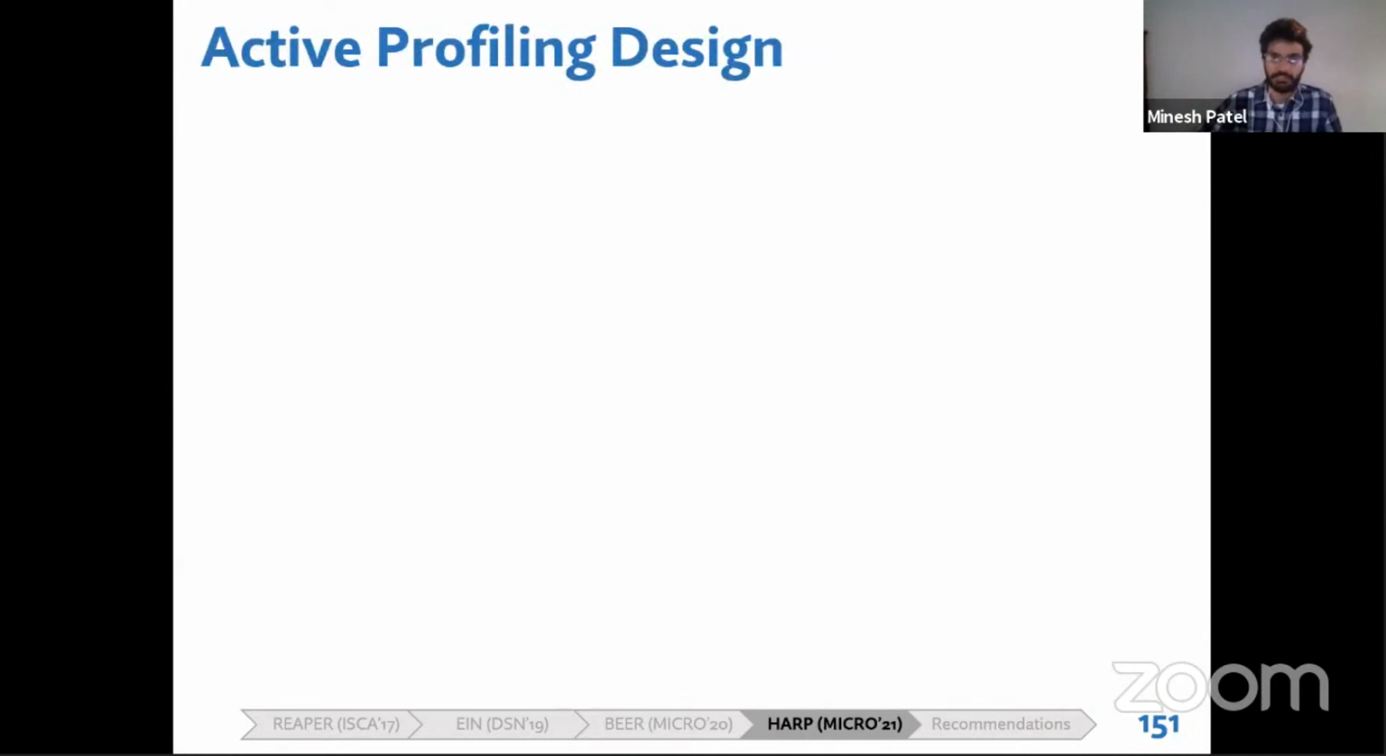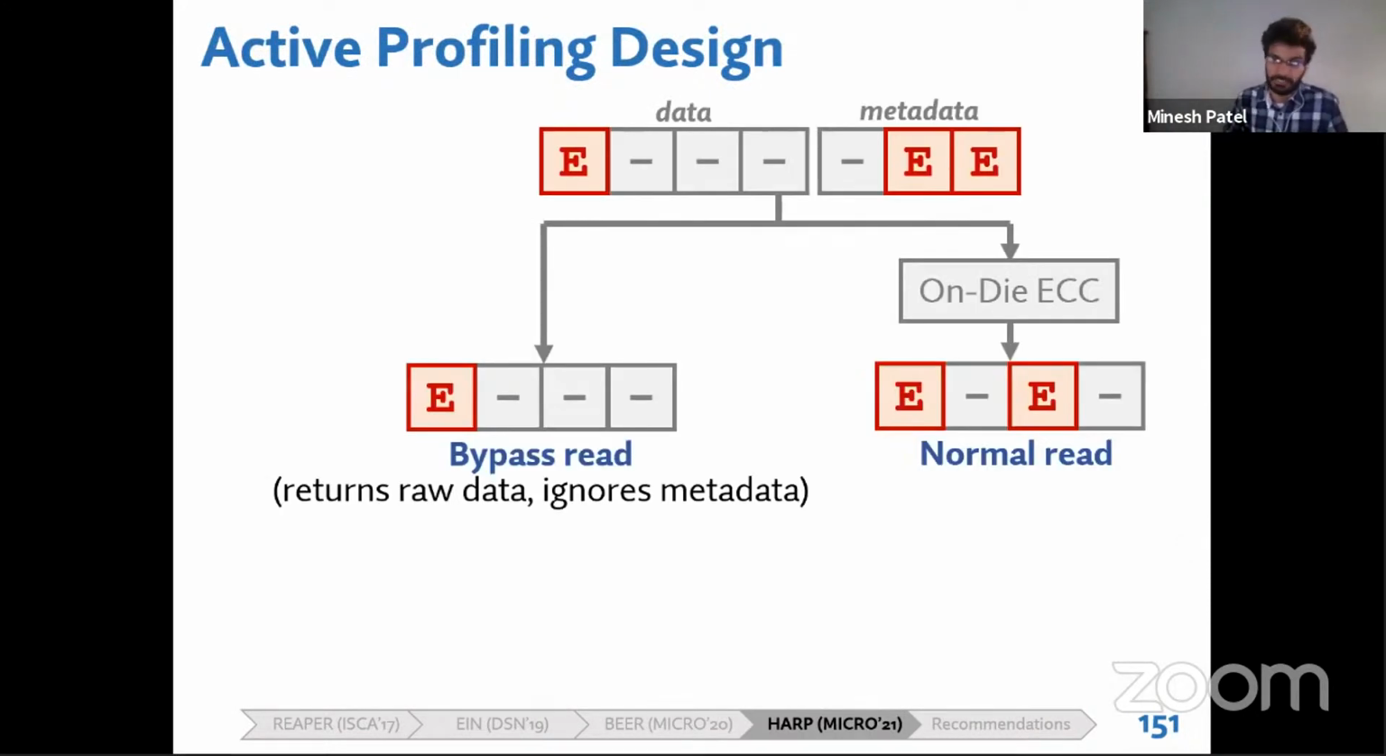So let's take a look at each of these components in a little more detail. Here is an illustration of how the ECC bypass path generally works. Here we have the data and metadata stored within the physical device, and we illustrate two different options for reading. On the left, we show a bypass path, which shows how the raw data is read out, and the ECC metadata is simply ignored. On the right is a normal read operation that goes through on-die ECC and potentially introduces indirect errors on top of the direct errors that already exist within the data bits.